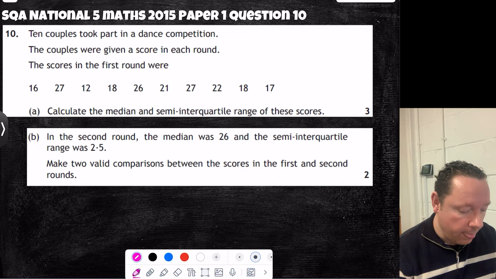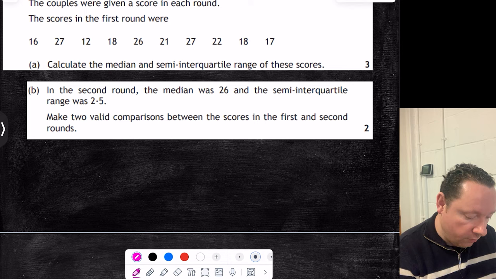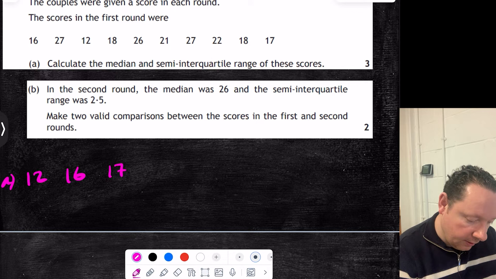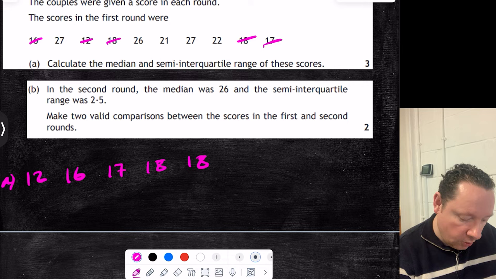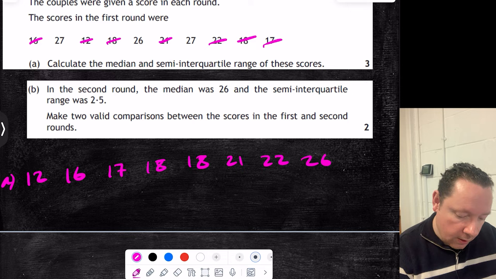So we need to put the numbers in order from smallest to biggest. 12, 16, 17, 2 18s. Let's just mark these off as we go. And then after 18, we've got 21, then 22, then 26 and 27, 27s it would seem. And hopefully we've got them all.